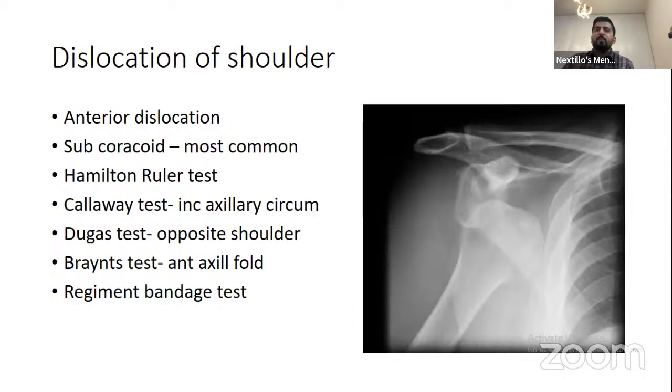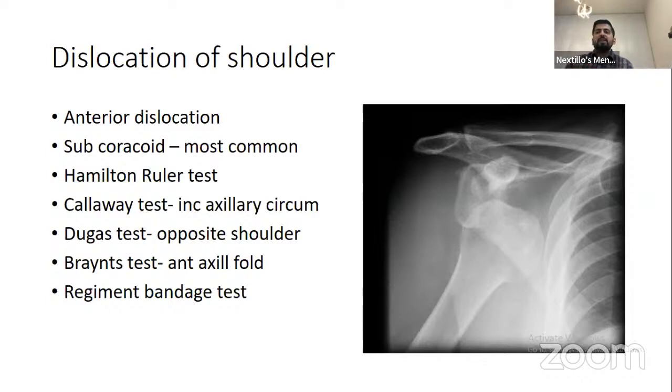So coming on to the next important topic, which is dislocation of the shoulder. This has been asked in your examinations time and again, so it's an important topic. The important dislocations of shoulder which we should remember are, number one, the anterior dislocation, which is obviously the most common type of shoulder dislocation. In anterior dislocation of shoulder, subcoracoid is the most common type. There are other types also, such as preglenoid and infraclavicular, but you should remember that the most common is subcoracoid.